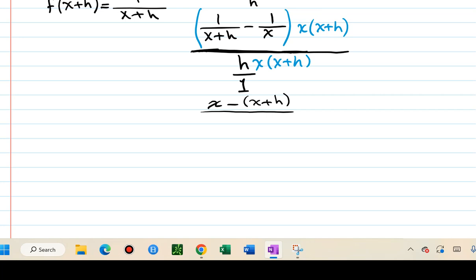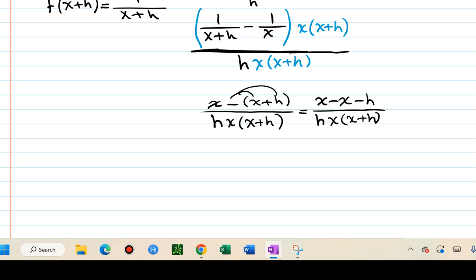In the denominator, we have, again, everything. Nothing cancels or combines. And we don't want to distribute here, okay? Just keep it in factored form. Now, in the numerator, I can distribute the sign. I get negative x minus h divided by h times x plus h. All right, and the x's cancel.